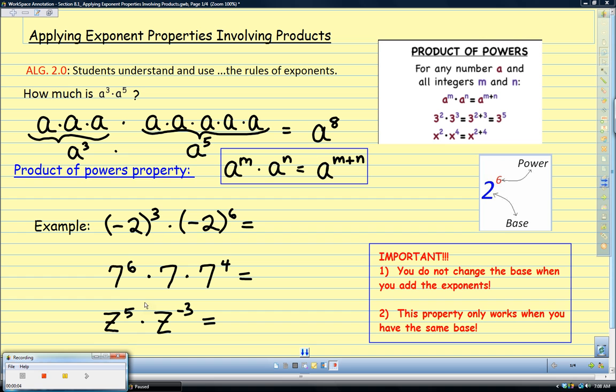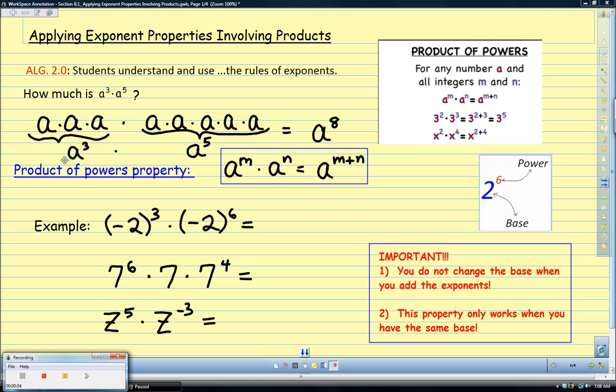Good morning. Today we're going to be talking about applying exponent properties involving products. Now we have this problem right here, a to the third times a to the fifth. What does that mean? Well, let's break the a to the third down to a times a times a. A to the fifth is a times a times a times a times a.